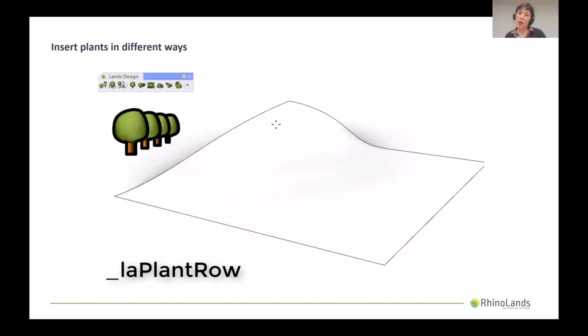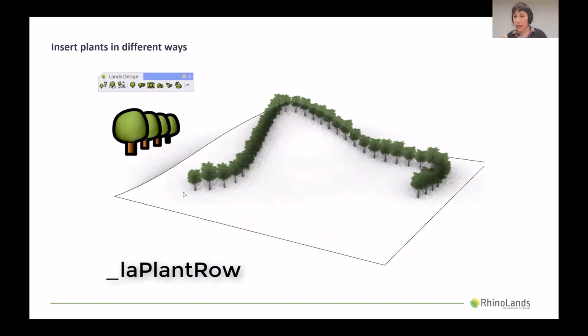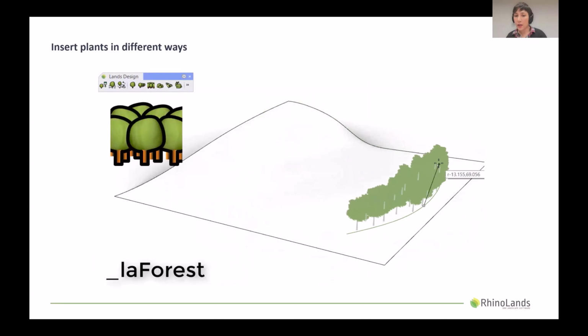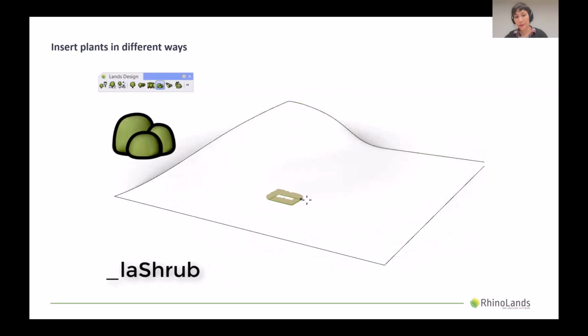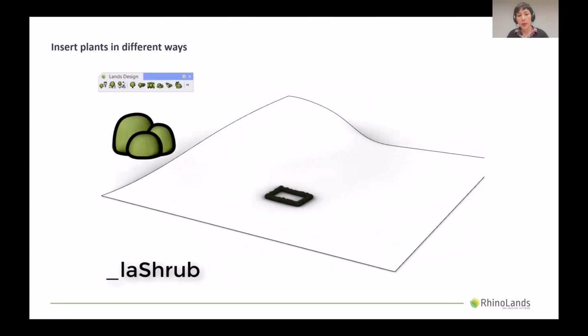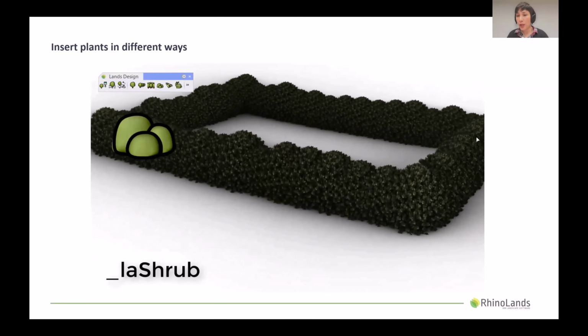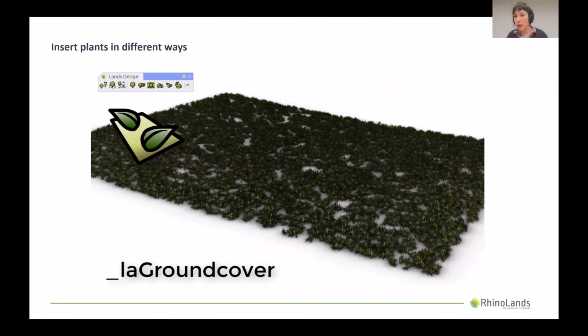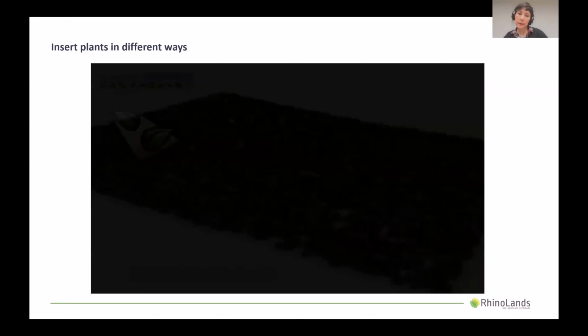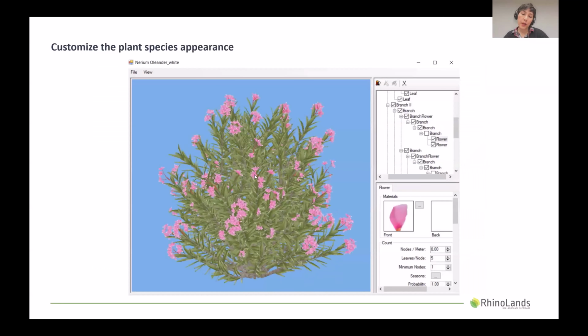We can insert a row of plants by indicating the distance and the combination of plants, or insert a group of plants, again, by indicating the arrangement, the plant combination, and so on. In a similar way, we insert shrubs by indicating the units per square meter or per linear meter, or in the imperial system as well.